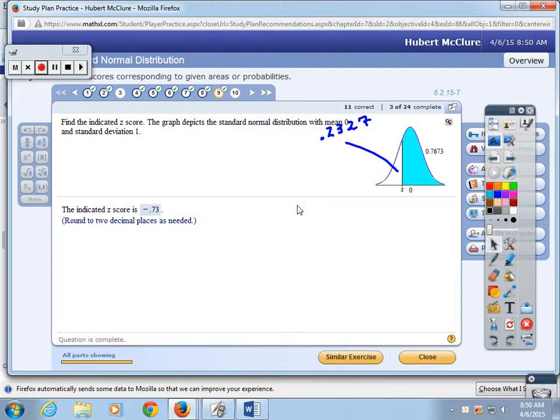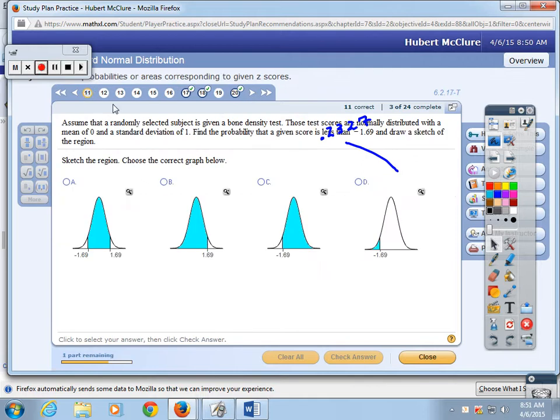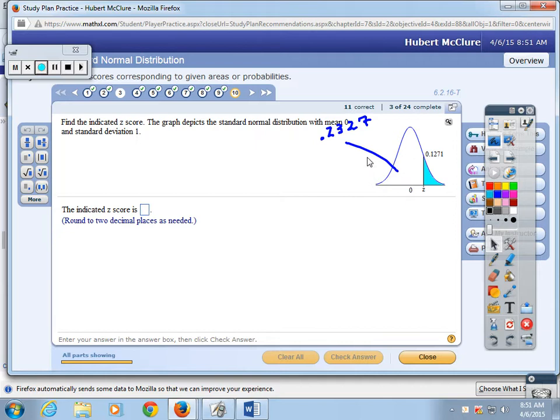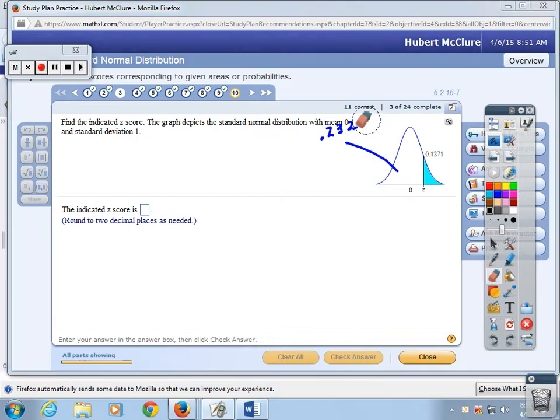Still not the one I'm looking for. Let's see if I can skip to another one. Bless you. No, we don't want to skip there yet. Okay, let's see. Less than 1.69. Well, we'll find it eventually. Alright, go ahead and find this one.